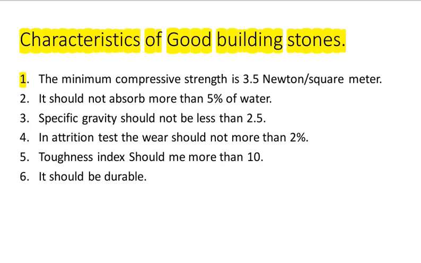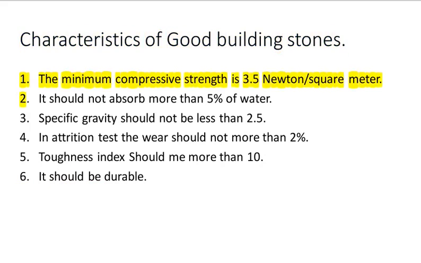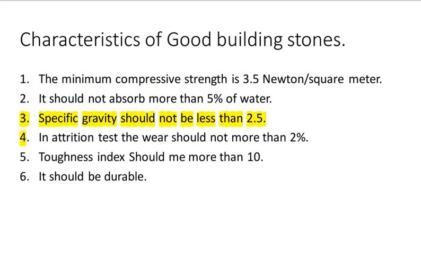Characteristics of good building stones. 1. The minimum compressive strength is 3.5 Newton per square millimeter. 2. It should not absorb more than 5% of water. 3. Specific gravity should not be less than 2.5. 4. In attrition test, the wear should not be more than 2%. 5. Toughness index should be more than 10. 6. It should be durable.